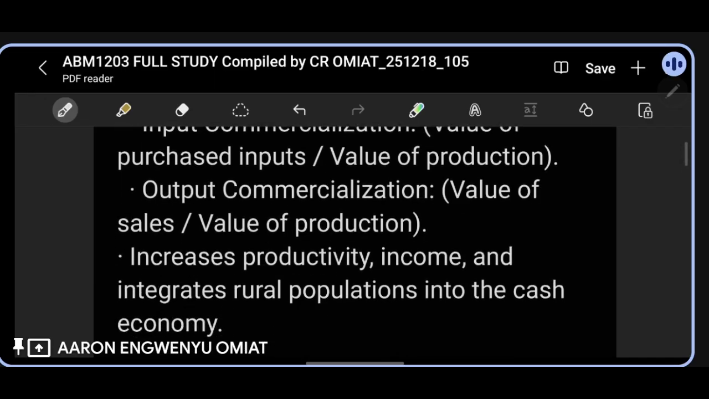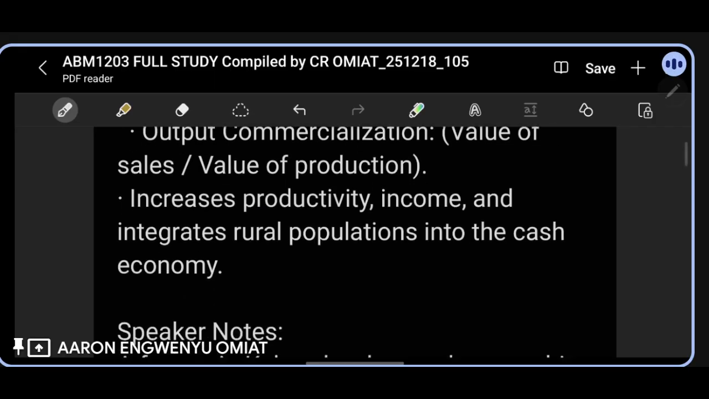So this increases productivity, income, and integrates rural populations into the cash economy. Why? Commercialization improves productivity, income, and integrates rural populations into the cash economy. So by carrying out commercialization, they're able to increase the productivity of people, the income of people, and integrate rural populations into the cash economy.